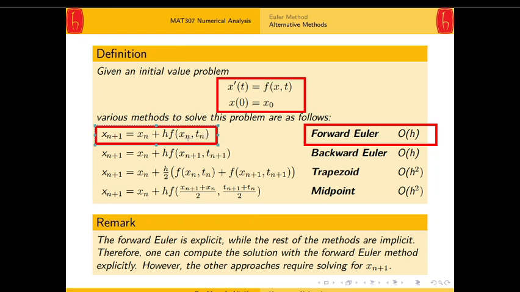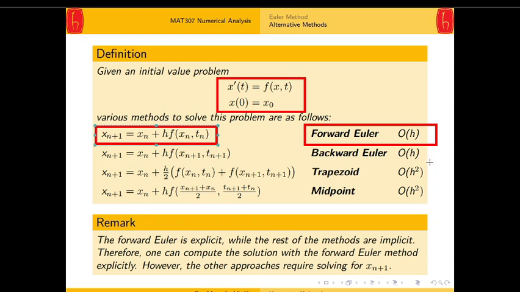Here the known values of x_n and the previous t_n value are used to find the slope, and then we multiply that by h, and this will be the update on the solution. The previous solution is updated with this value to get the next solution, the solution at one step above. So this is the forward Euler method, and we investigated and worked with this in this lecture already.